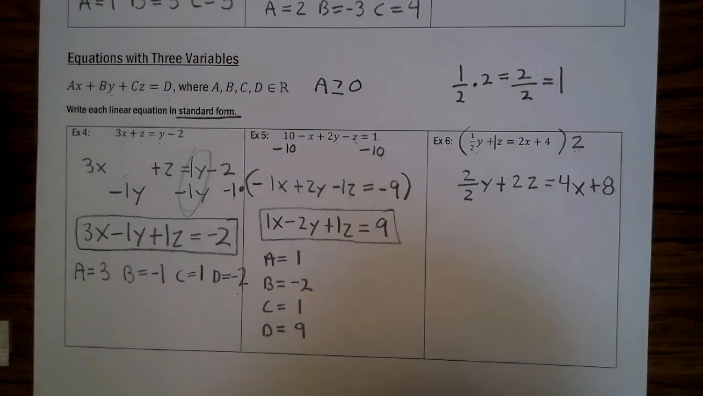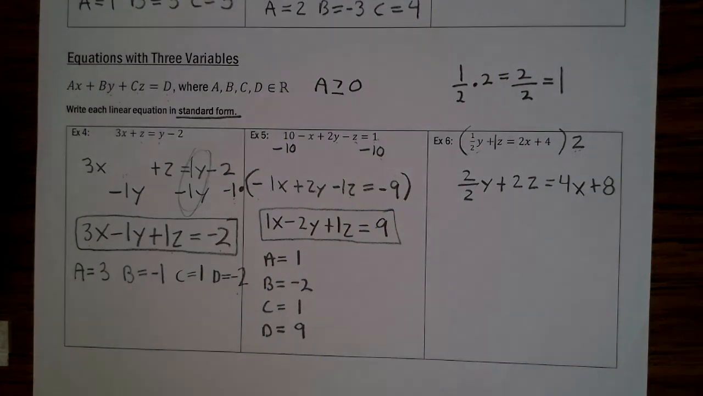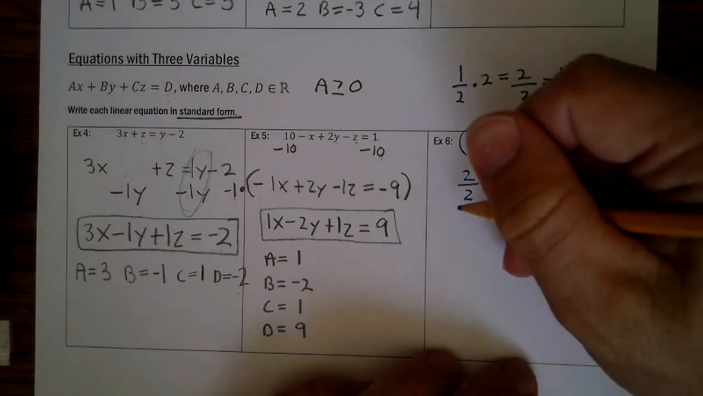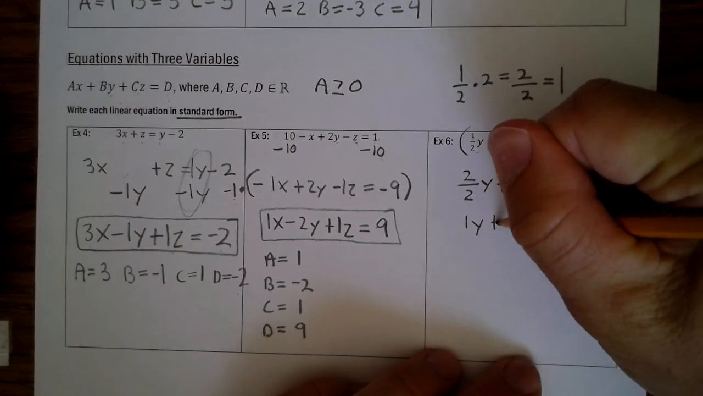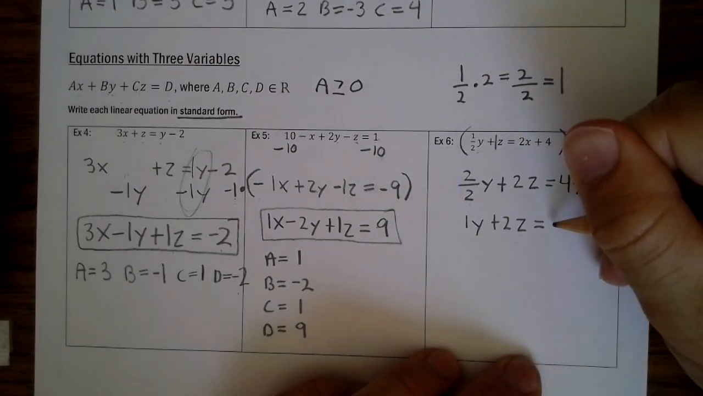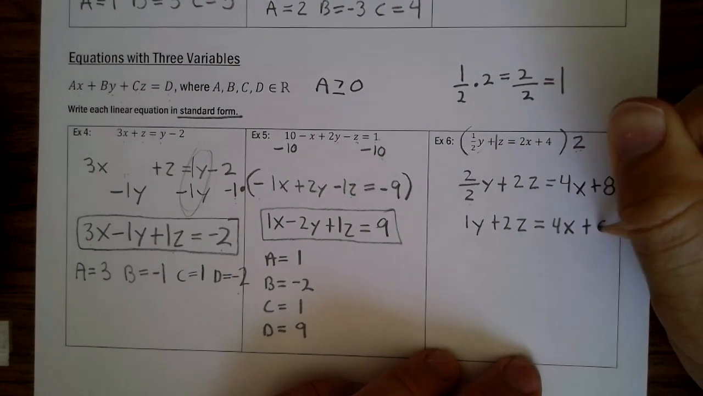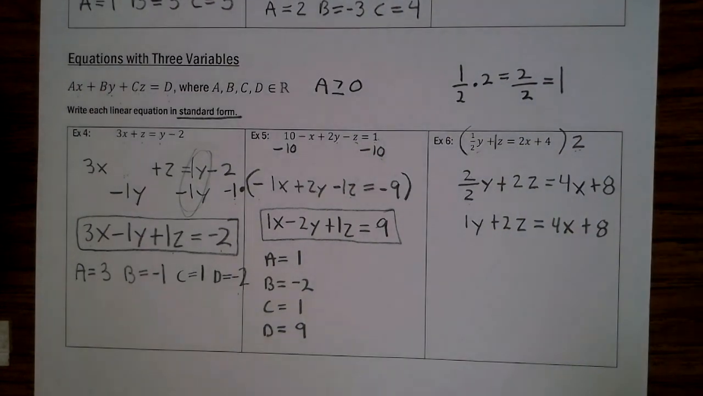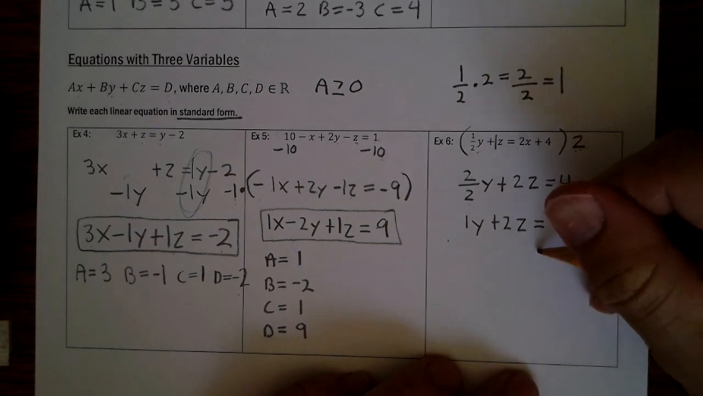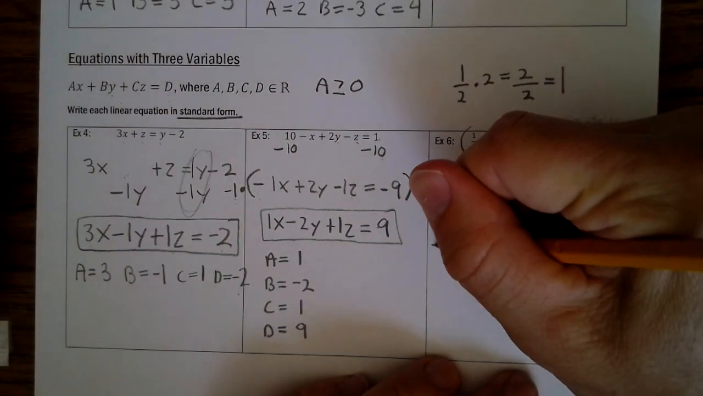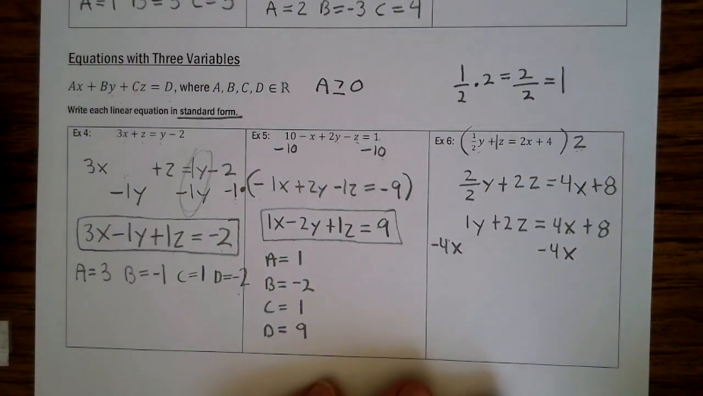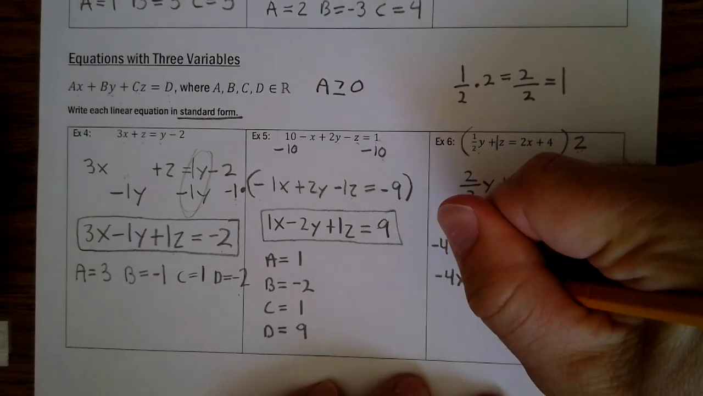So now we can simplify that. 2 divided by 2 is 1, so that's 1y plus 2z equals 4x plus 8. Now, we just need to move the x to the left, so we're going to subtract 4x from both sides. So now we get negative 4x plus 1y plus 2z equals 8.